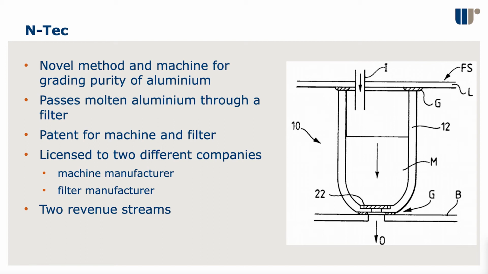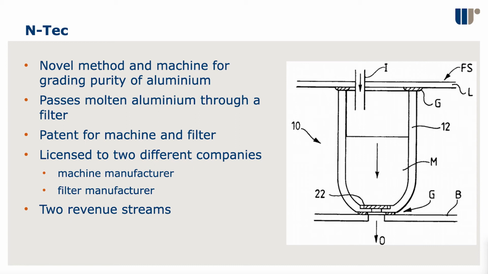NTEC came up with a novel method and machine for grading the purity of aluminium. The product is a machine which works by sucking molten aluminium through a filter and assessing the time taken. The amount of impurities in the aluminium can be determined by the time taken to pass through the filter. This method vastly increases the speed of grading by removing the need to have samples sent for analysis. In essence, the grading is done on the spot.